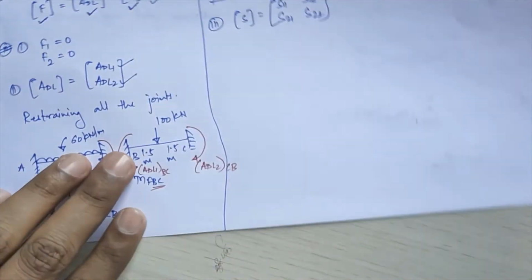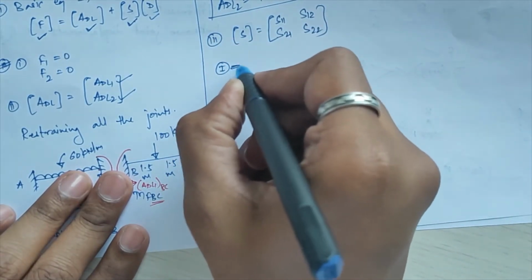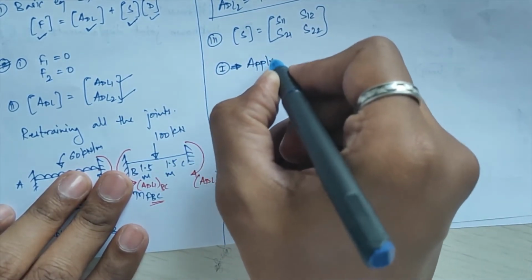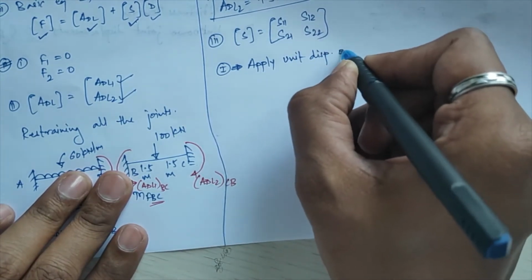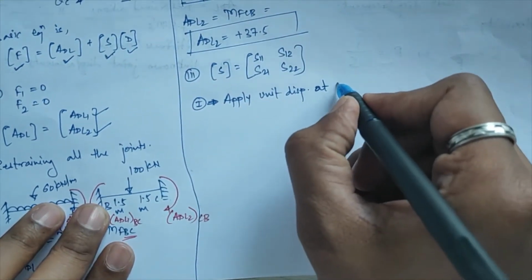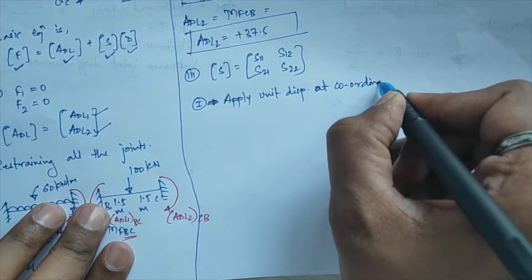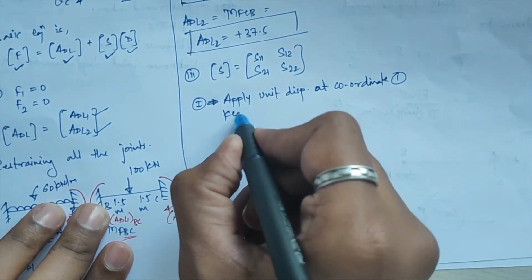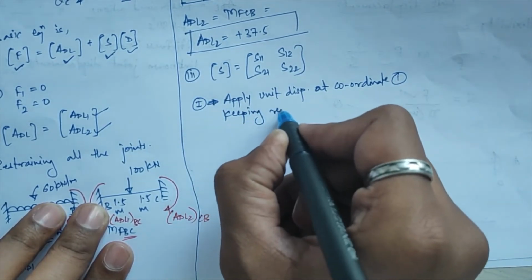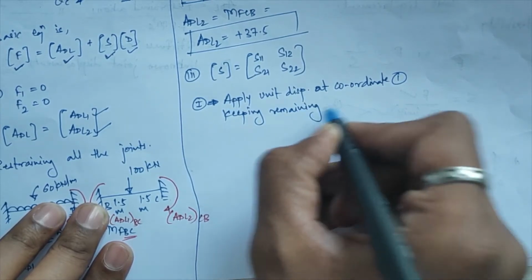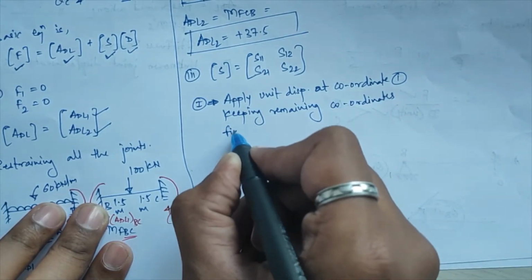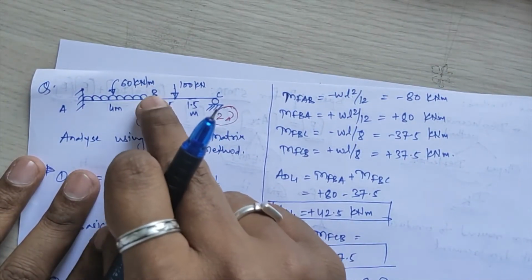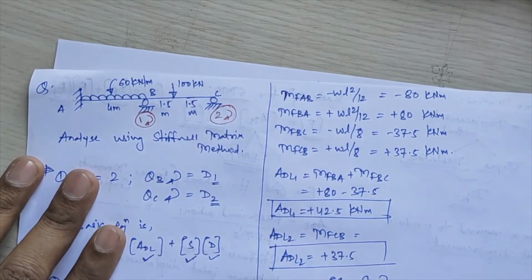Okay, so in that first I'll write: apply unit displacement at coordinate 1, keeping remaining coordinates fixed. Keeping remaining coordinates fixed means I have to apply the unit displacement at my first coordinate and I have to fix the remaining coordinates over there.